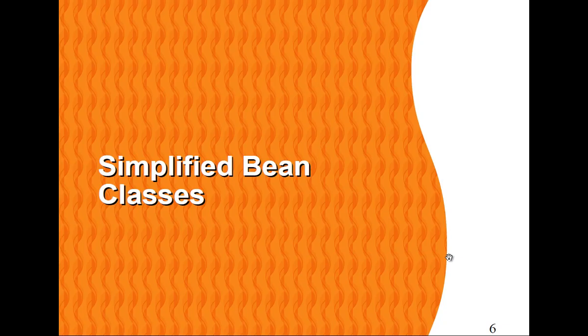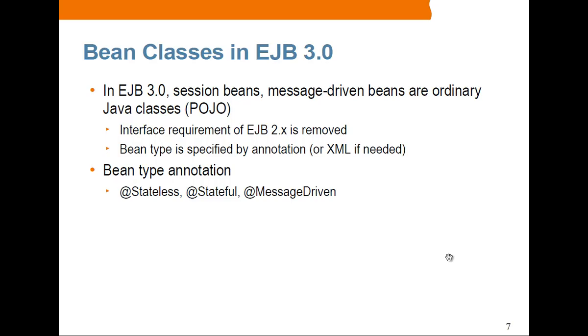So simplified bean class, basically, there are three different bean types: stateless, stateful, and message driven. So we have already seen message driven bean things, right? So in order to make your bean to be EJB, all you have to do is use this @Stateless or @Stateful annotation. That's it. So things are a lot more simplified.